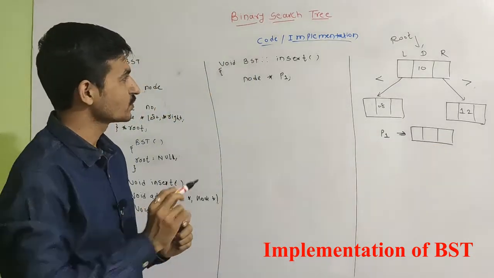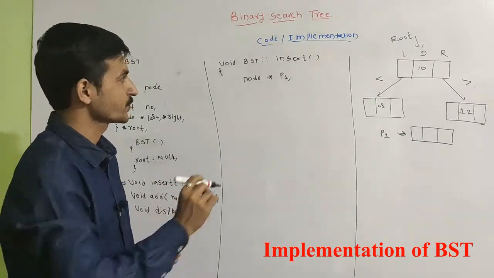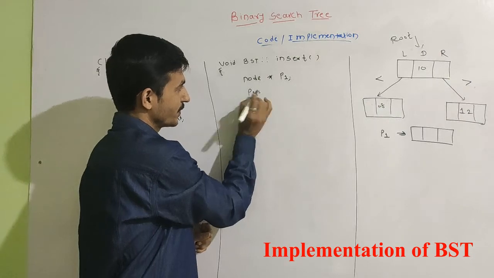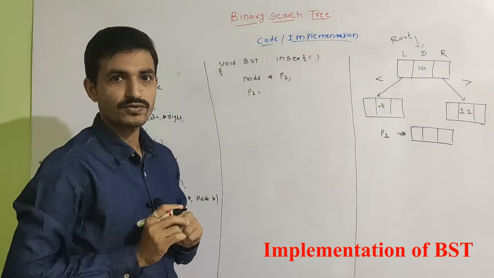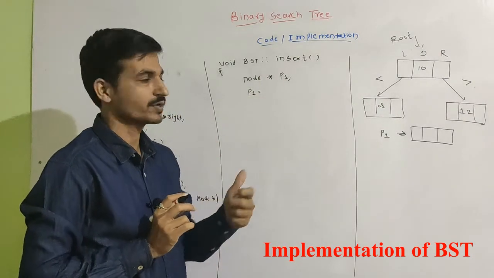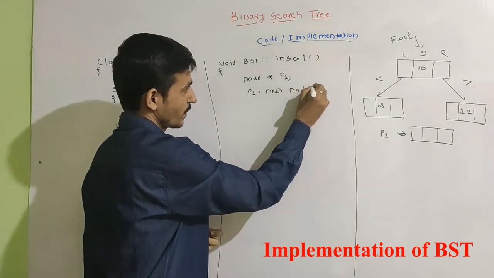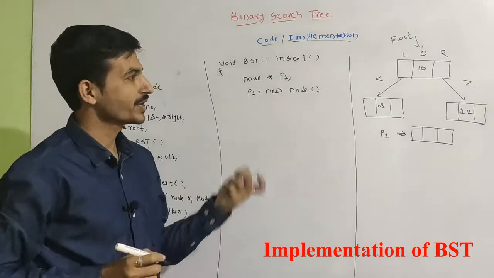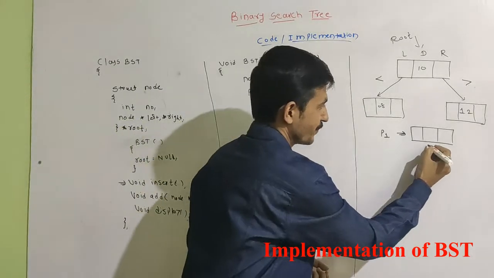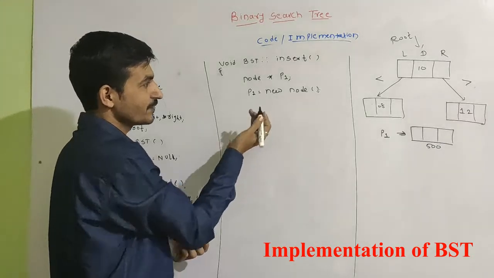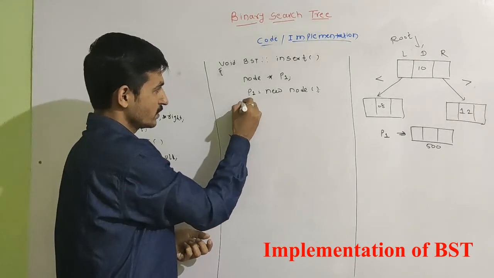So first of all, we have to create that node. So how are we going to create that node? First of all, I allocate the memory for the node. This is just a declaration. Memory is not allotted for that node. So P1 is equal to new node. By using this statement, we can allocate the memory. So let's say 500 is the memory allocated to that node. Then we'll read the information from the user.